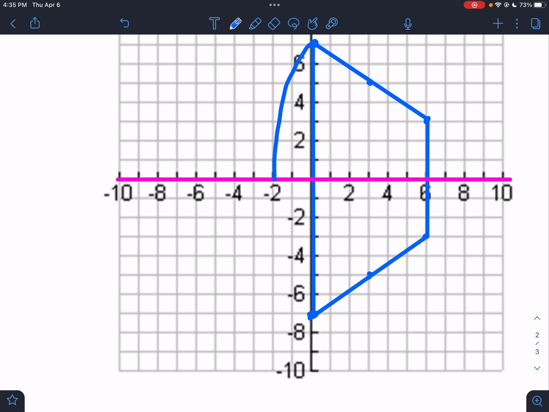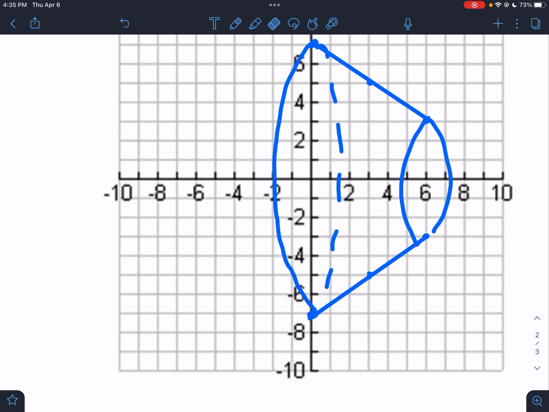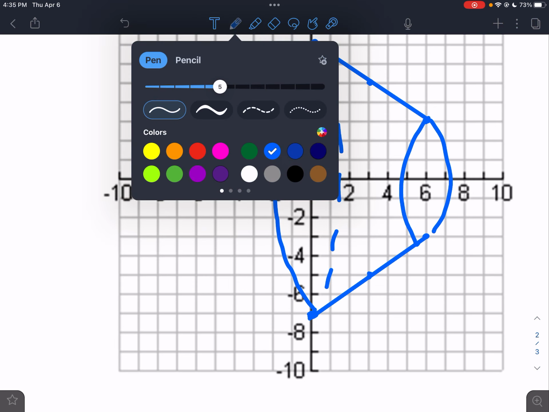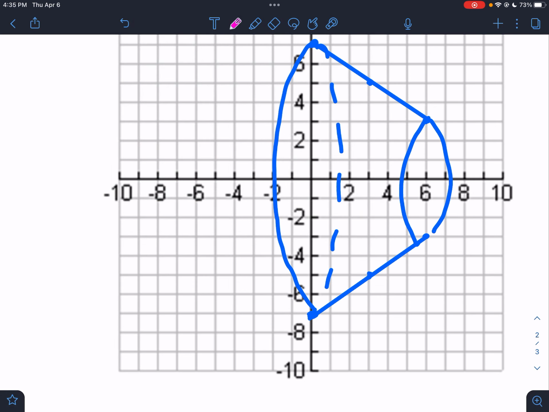As we spin, we connect opposite vertices. And what do we get? Let me erase these solid lines. We get a frustum. What are the parts of the frustum? Well, we have a big radius of 7, so big R is 7. We have a little radius of 3. And the distance between the bases, the height, is 6.